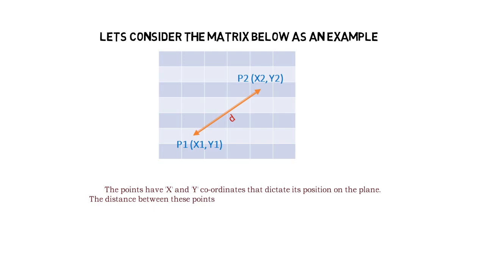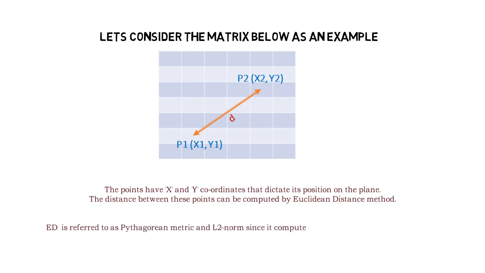Now the distance between these points can be computed by the Euclidean distance method. A squared Euclidean distance is of central importance in estimating parameters of statistical models. This is a standard method used in most regression analysis as well.